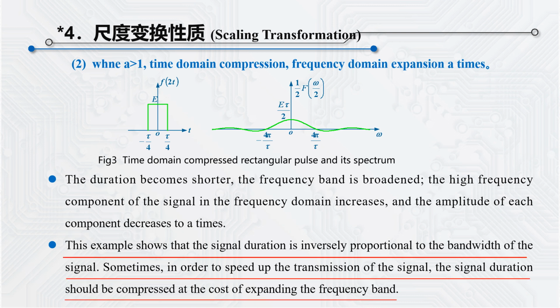From this example, we can find that the duration of a signal is inversely proportional to the bandwidth of the signal. In engineering, especially when processing voice signals, in order to speed up the transmission of a signal, we need to compress the duration of the signal. But you should note that the cost of signal duration compression is to extend the frequency bandwidth.